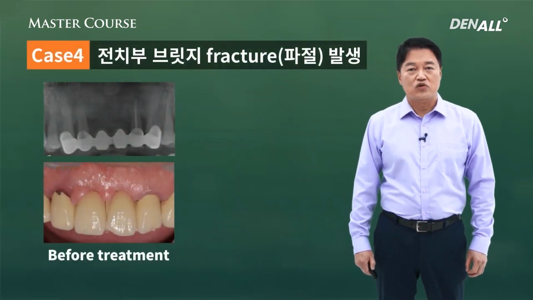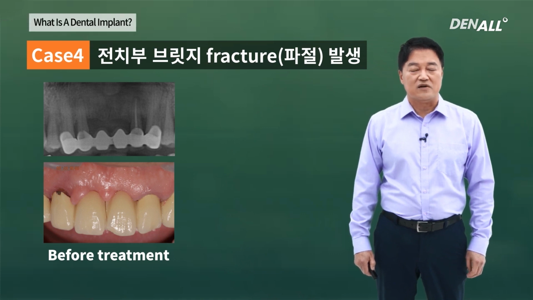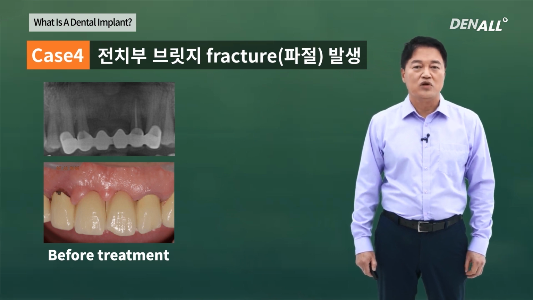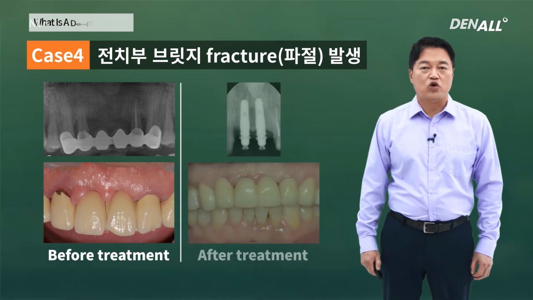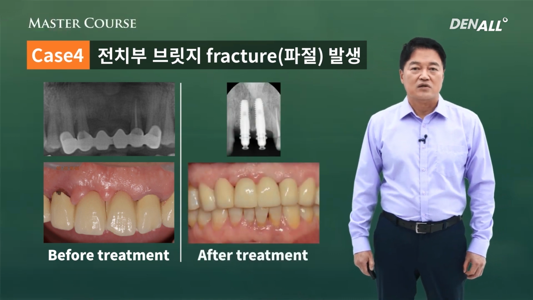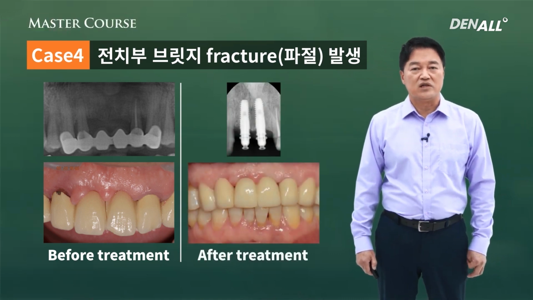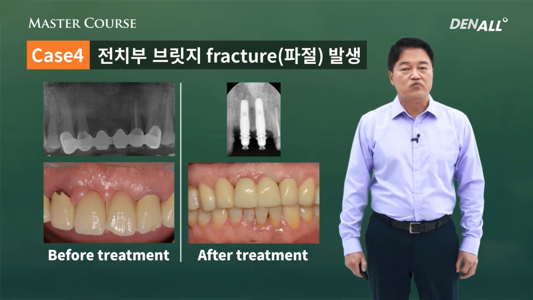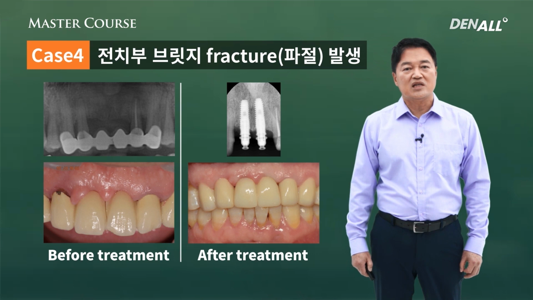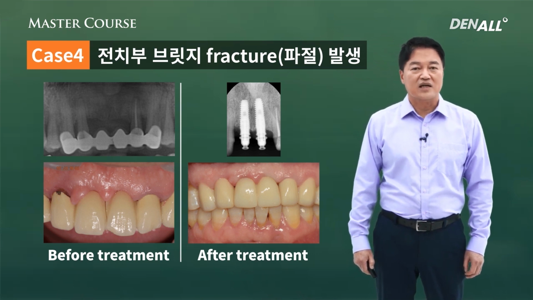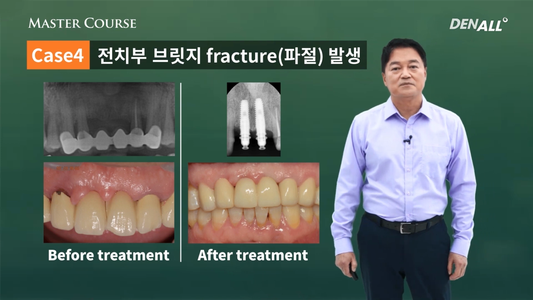Let's look at a fourth case. The 2 teeth in the middle were missing and 6-unit bridge was done, and after a long period, fracture occurred in the center and retreatment was required. In the missing area, 2 implants were placed and prosthesis was delivered. In this patient, if the missing area was restored with the implants from the beginning, the adjacent teeth would have remained as healthy natural teeth.